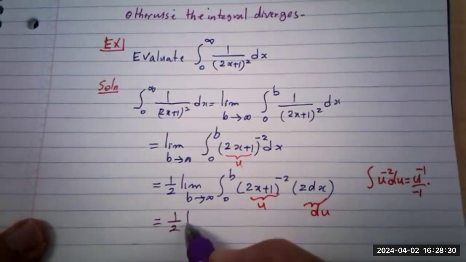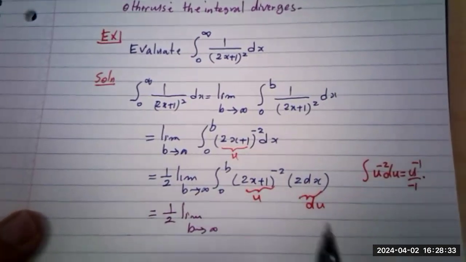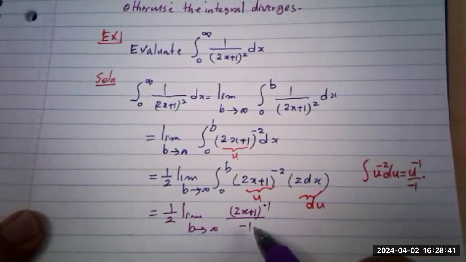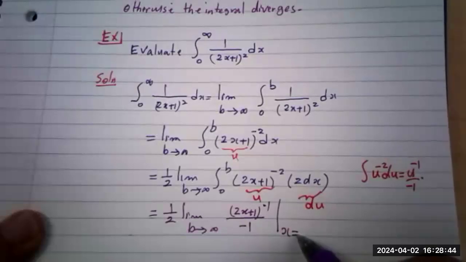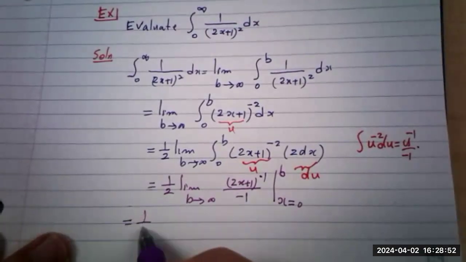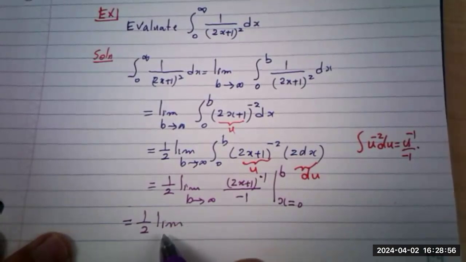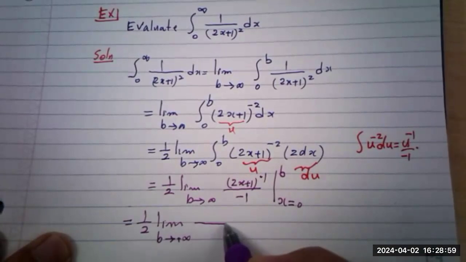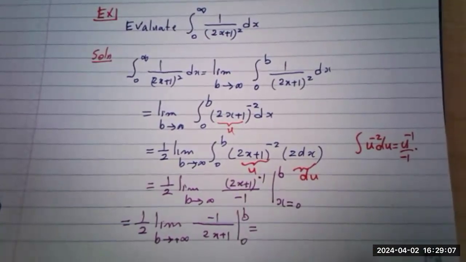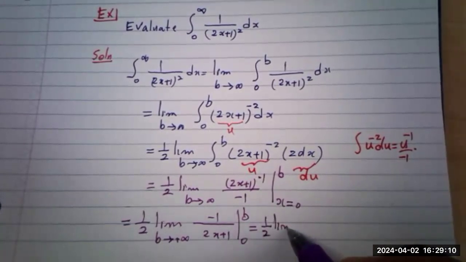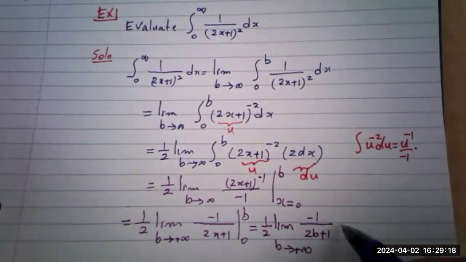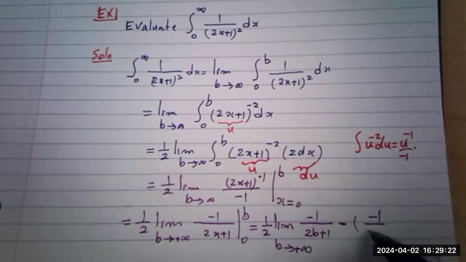So it's going to be 1 half, the limit as b goes to positive infinity, of (2x plus 1) to the negative 1 over negative 1, with x going from 0 to b. Substitute and integrate, then take the limit. It's going to be 1 half, the limit as b goes to infinity, of negative 1 over (2x plus 1), going from 0 to b. So it's 1 half, the limit of negative 1 over (2b plus 1), as b goes to positive infinity, minus negative 1. We substitute 0, so that gives 0 plus 1.